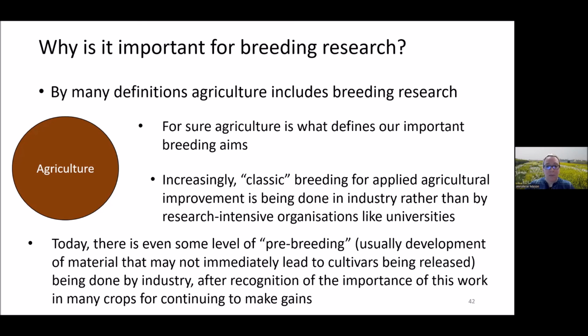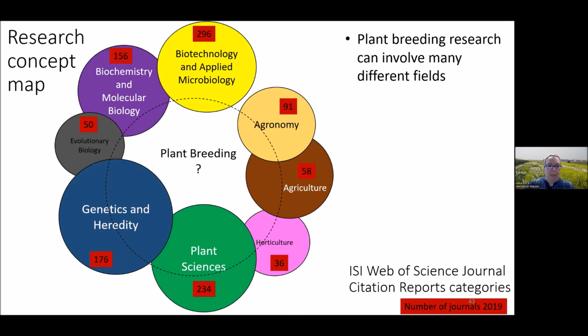And there's actually also some level of pre-breeding. So this is development of material that may not immediately have applications that's being done by industry, particularly by very large companies like KWS or Bayer, after the recognition of how important this work is in terms of making continuing gains in crop production.